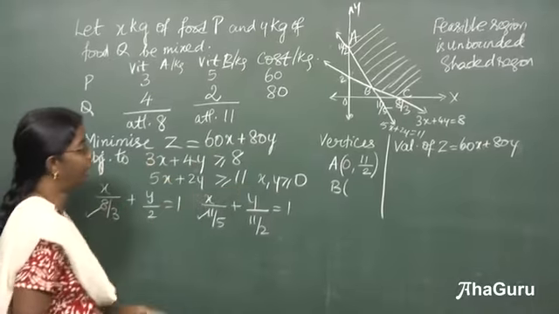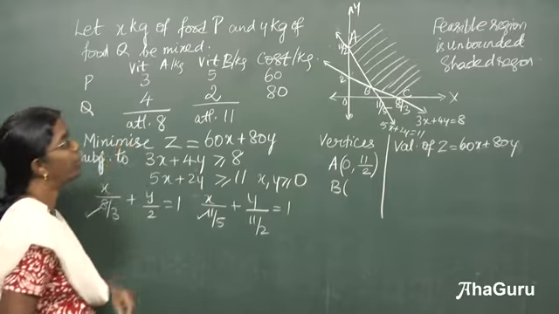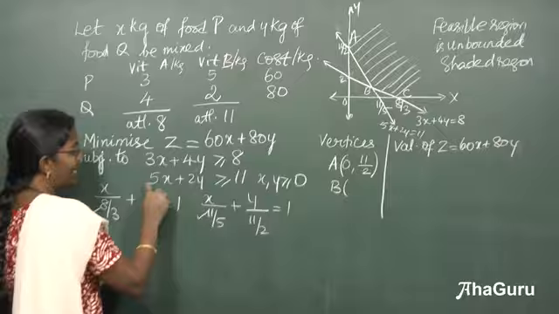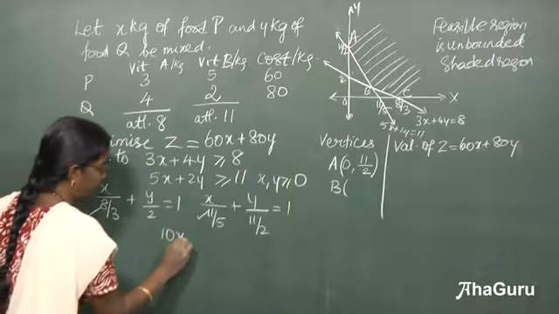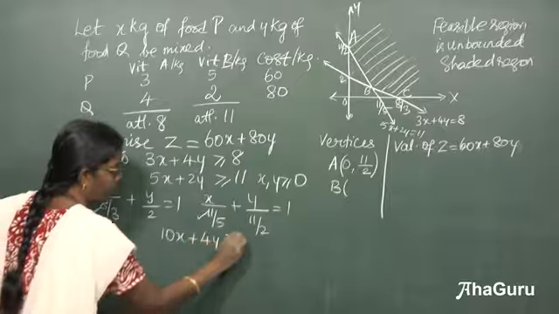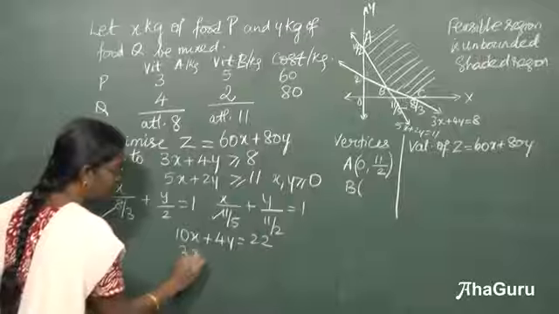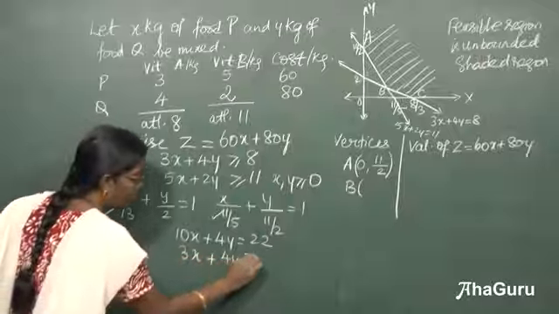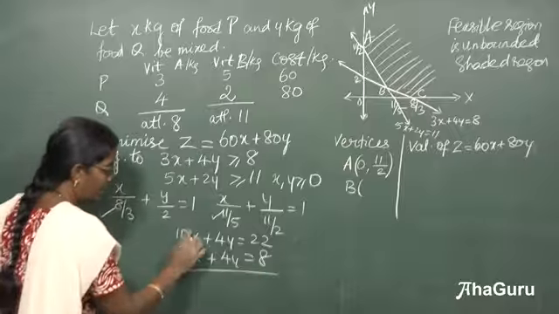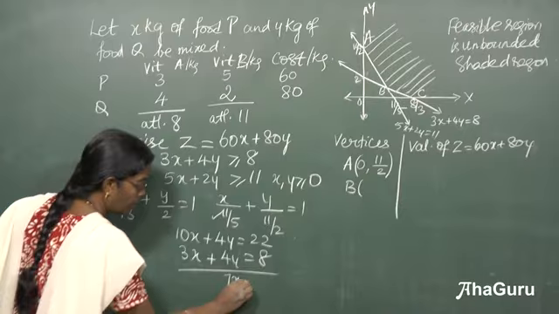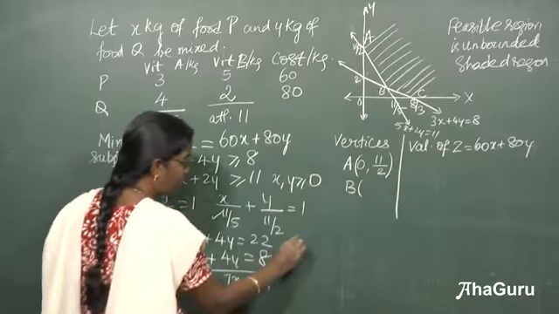B is actually the meeting point of both the lines here. Now don't get it from the graph, simultaneously solve it and find out the point where they meet. Second line, I'll multiply it by 2. So I get 10x plus 4y is equal to 22 when I multiply it by 2. The other line is 3x plus 4y equal to 8. So when I subtract, I get 7x is equal to 14, correct? Just subtract it, and x we get as 2.